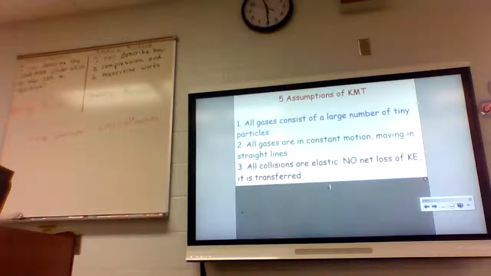Elastic means there's no net loss of kinetic energy. It's transferred. An elastic collision means there's no net loss of kinetic energy. All of the energy is transferred.